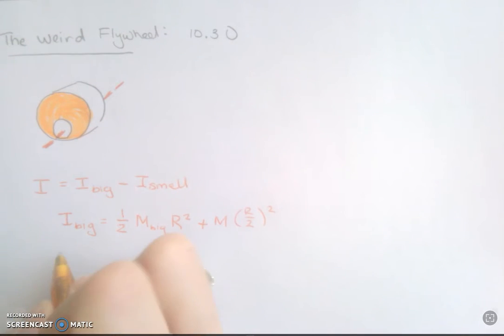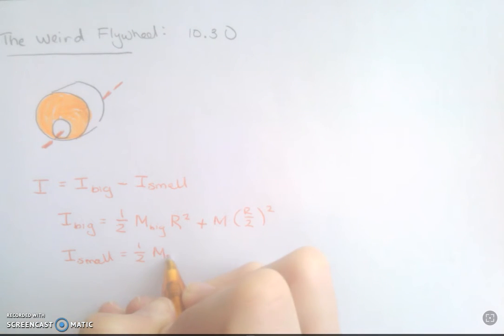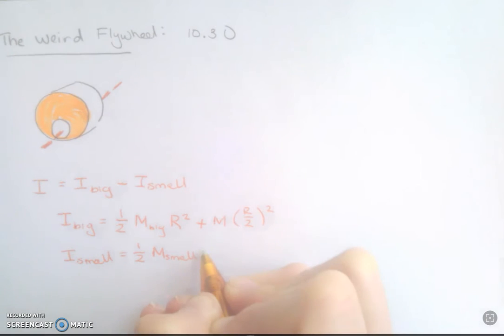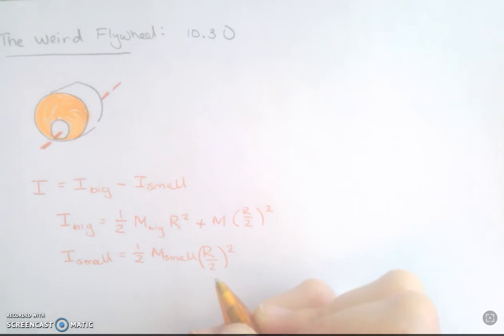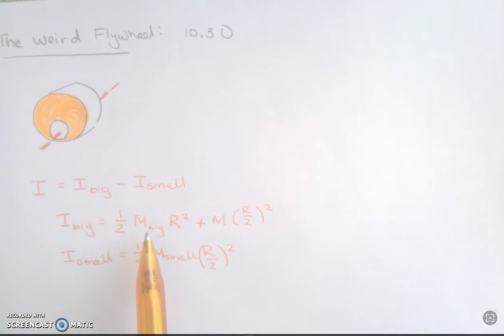Now the small one's much easier. The small one's rotating right through its center. It's a cylinder. 1/2 mr squared. But wait. This doesn't have a radius of big R. This has a much smaller radius of r/2, as given in the problem. Now, all we need to do is identify the mass of the big cylinder and the mass of the small cylinder, and we got it made.